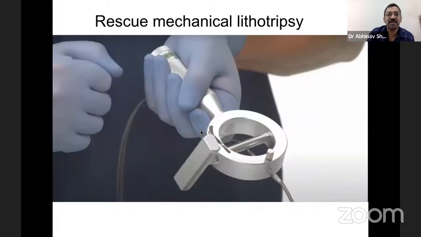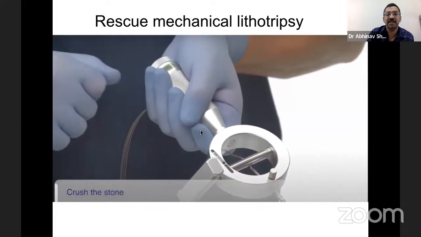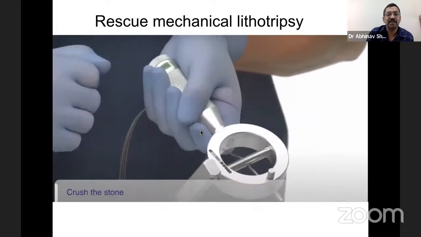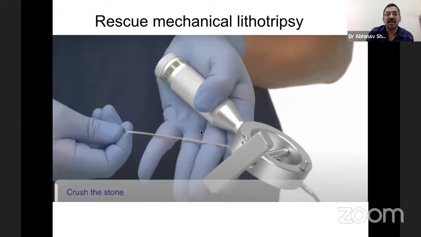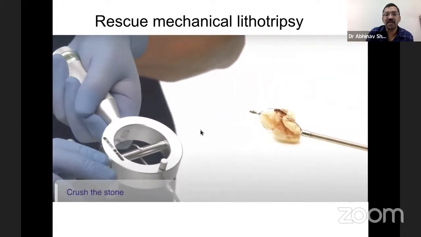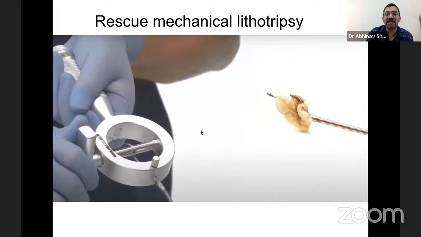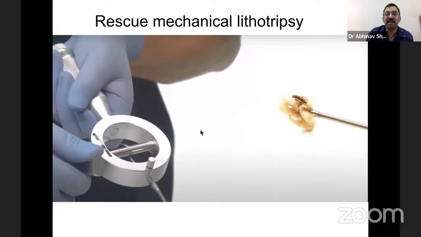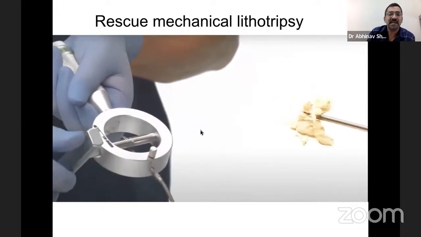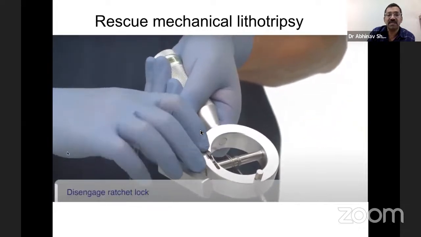Now, this is a short video of how this mechanism works. If somebody gets stuck with the impacted basket, they can cut the wire and they can break the stone using this out of the scope lithotripter. The only thing is you have to sacrifice your basket here. Sometimes the stone is very hard, so even the basket breaks, but that is again okay. At least you are able to disimpact the basket.